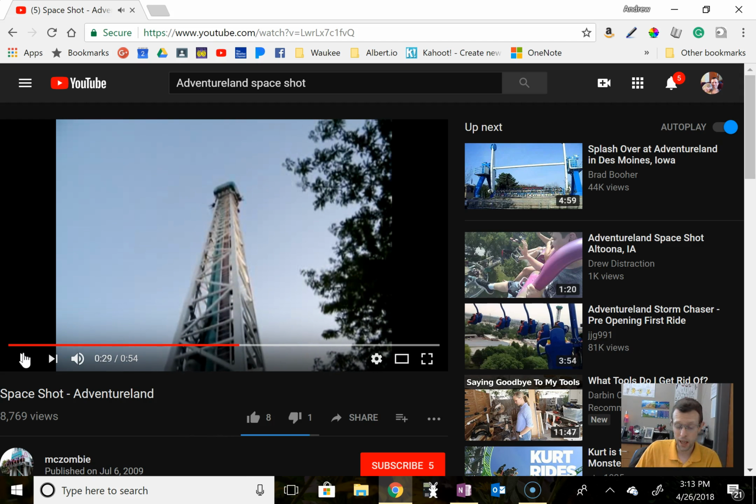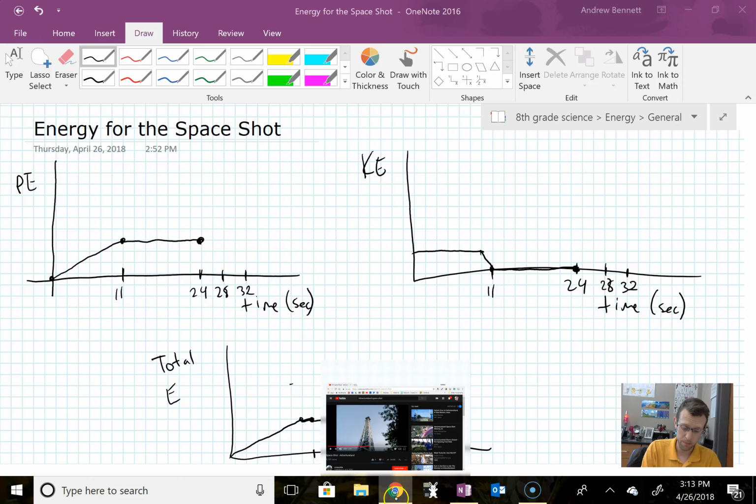And at the very top, it's important to notice here that they stop at the top. If they didn't stop at the top, they would keep going right beyond the top. So they're certainly glad that they stopped at the top. We need to pay attention to that for one of our energy graphs.